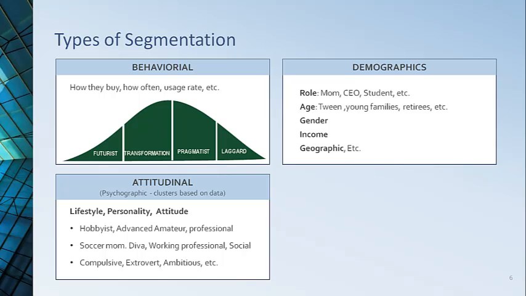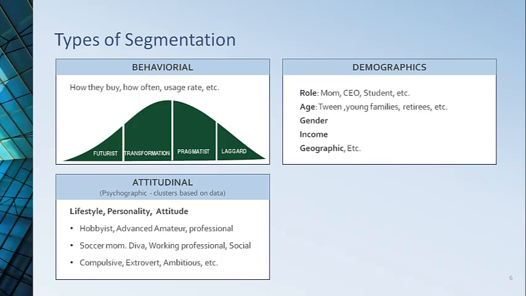So you're looking for their lifestyle and personality. Hobbyist, advanced, and professional. If you think about people who buy cameras, they're photographers. They can be categorized in different ways, even if you don't have any data about their usage or their buying behavior, right? Maybe these are people who buy a camera every year, and if they're a professional, they're going to be very different than an advanced amateur.